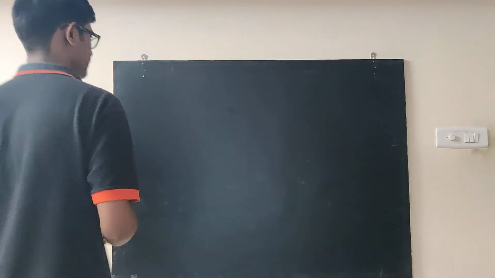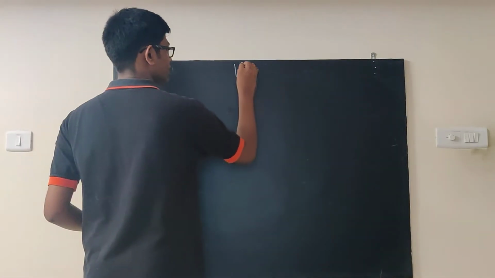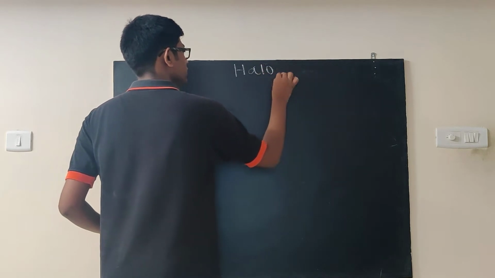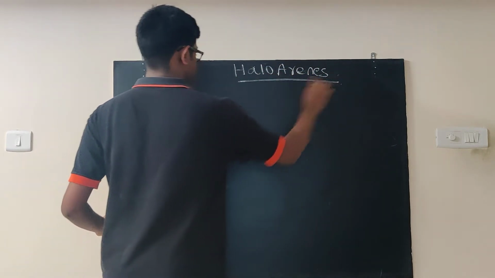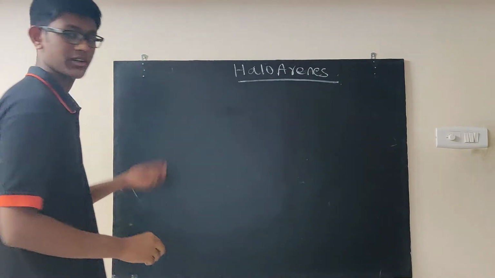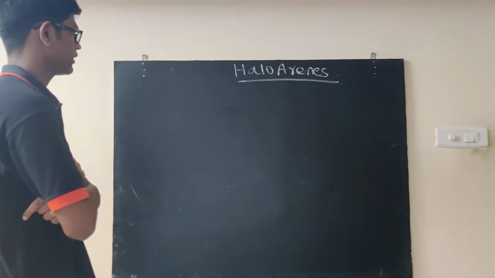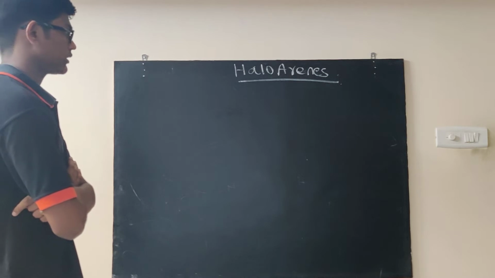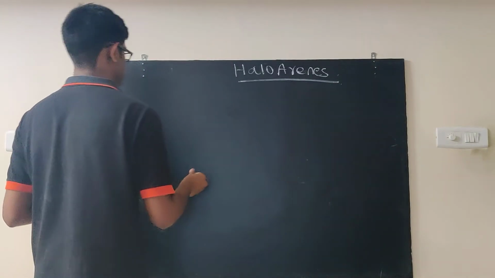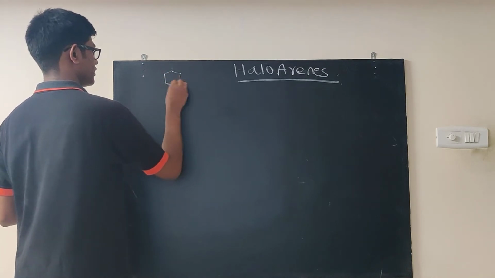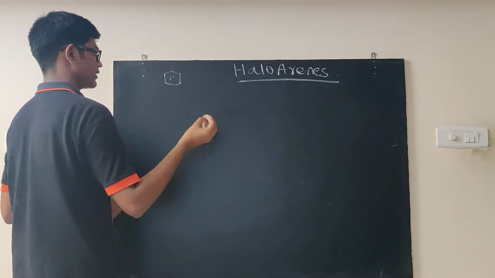Okay guys, so as I said in the previous video, we'll dive into haloarenes preparation first. An arene is basically anything with a benzene ring, an aromatic benzene ring. With that, if you have some halogen attached, it's a haloarene. Quick examples: you can have chloro, fluoro, bromo or iodo benzenes.